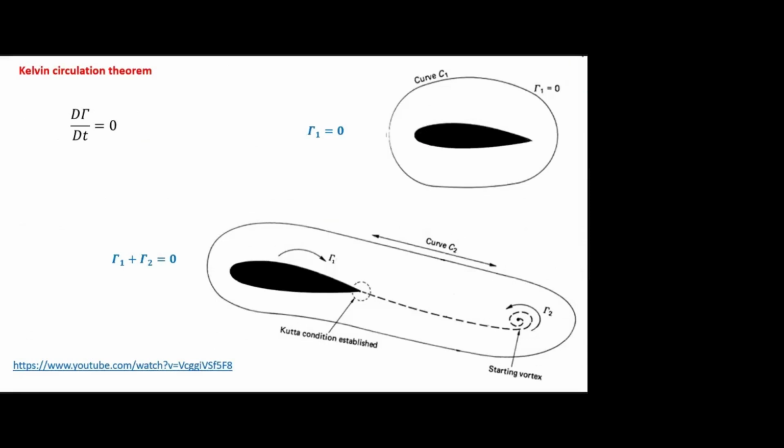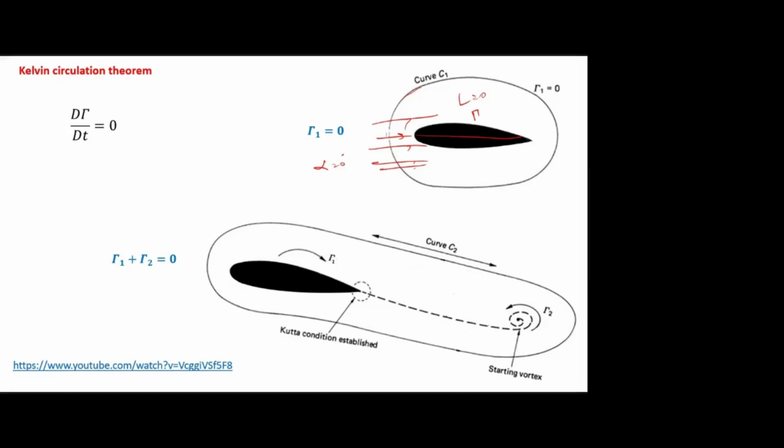Okay. So next one is Kelvin circulation theorem. Here I have taken one fluid region. Assume flow over the aerofoil. Assume the aerofoil is a symmetrical aerofoil at 0 degree angle of attack. You know this will not produce any lift, right? So lift is 0, then circulation is also 0.